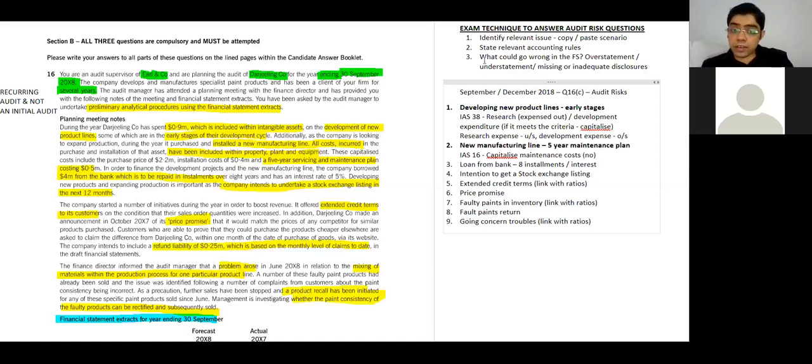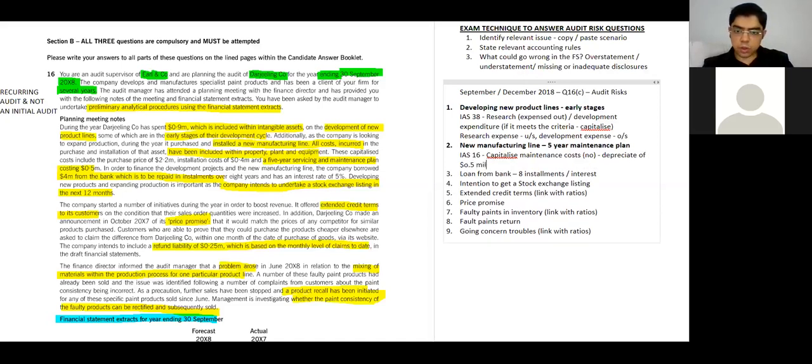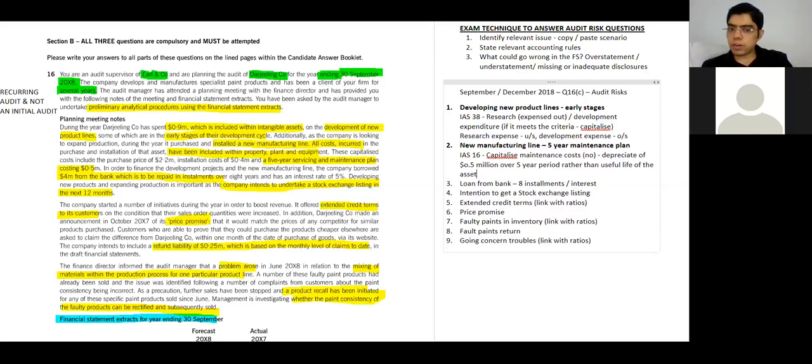Now, because it's a 5-year servicing and maintenance plan, you would have to depreciate this cost of $0.5 million over the 5-year period rather than over the useful life of the asset. This is the accounting requirement.